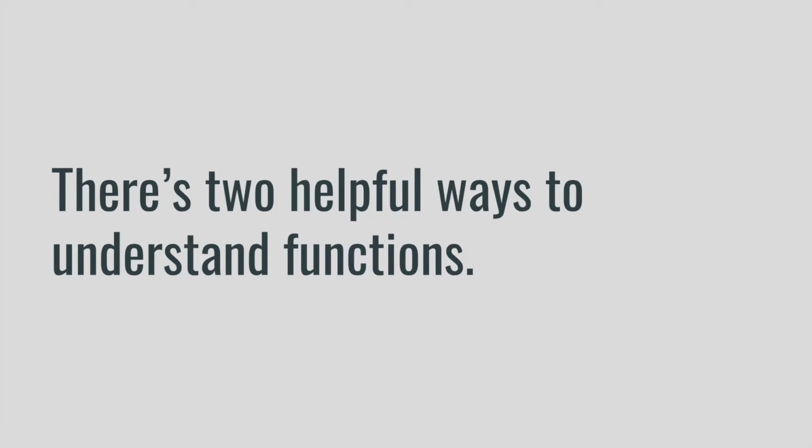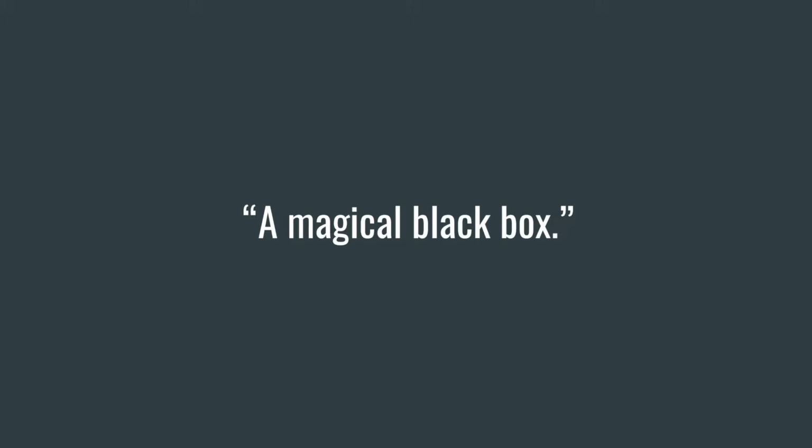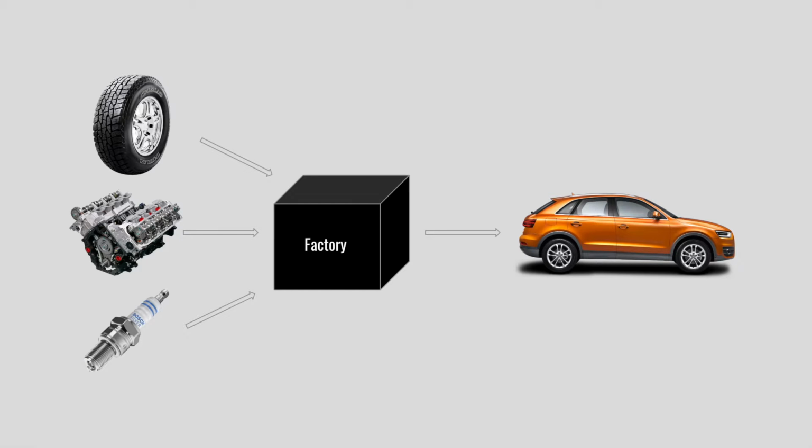So there's two helpful ways to understand functions, and it depends on the type of person you are. For me, I'm more of a visual person, and I can think of a function as this sort of magical black box. So we can think of a function in the following manner. For instance, you can think of a factory as a function.